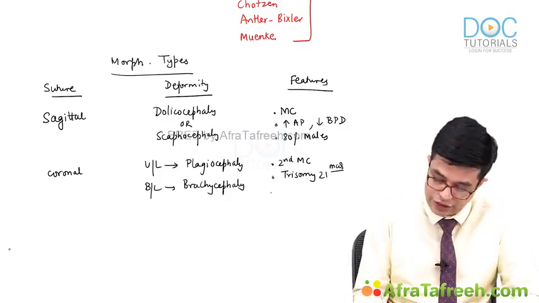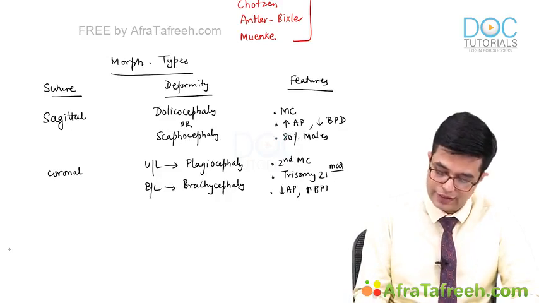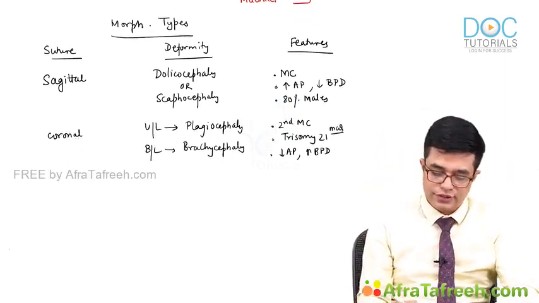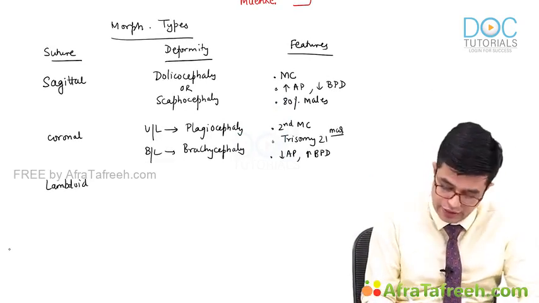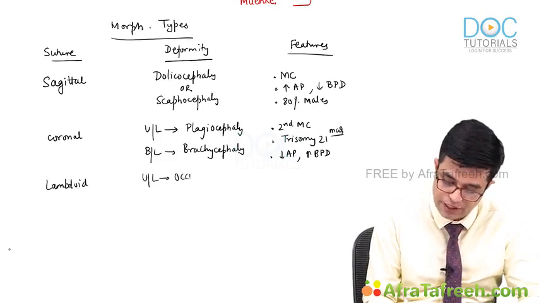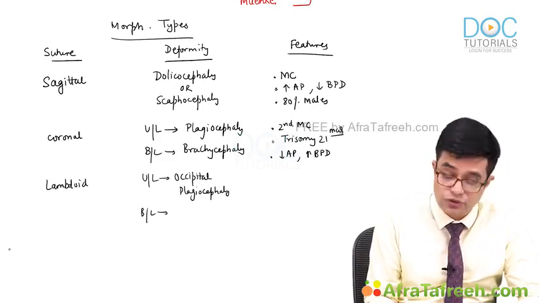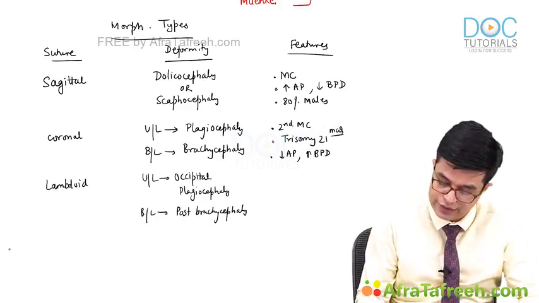This is the one in which anteroposterior diameter is decreased and the biparietal diameter is increased. So it is a flattened skull. It will be flattened like this. Third is your lambdoid suture. If it is unilateral, it produces posterior plagiocephaly, also called occipital plagiocephaly. If it is bilateral, it produces posterior brachycephaly because it is present posteriorly. What are the features? It produces ipsilateral flattening of the skull.